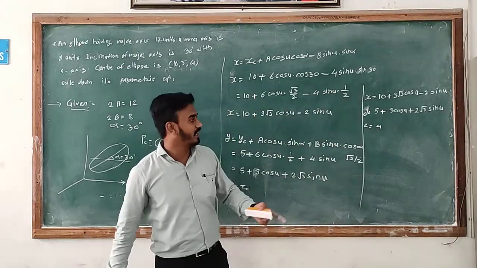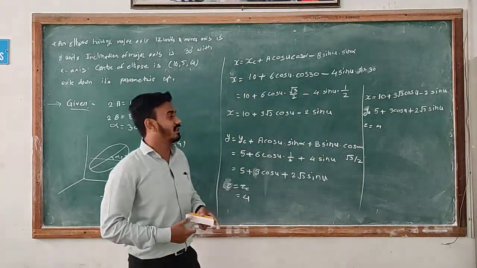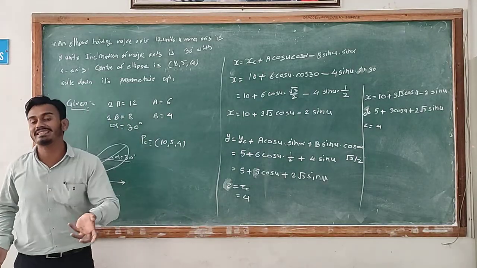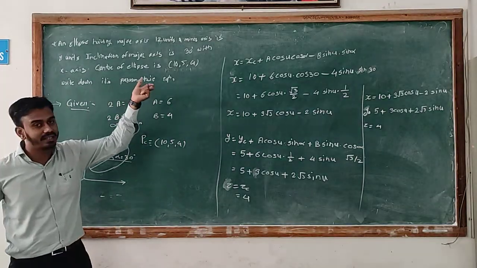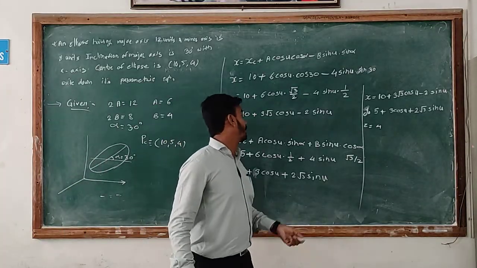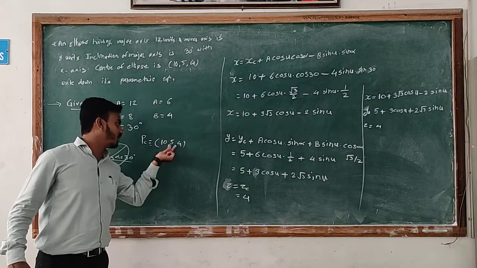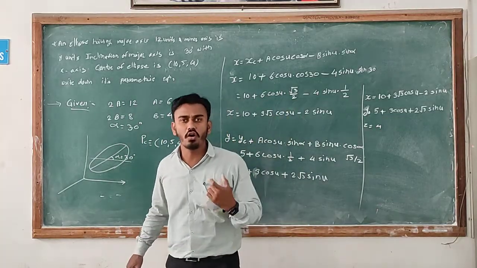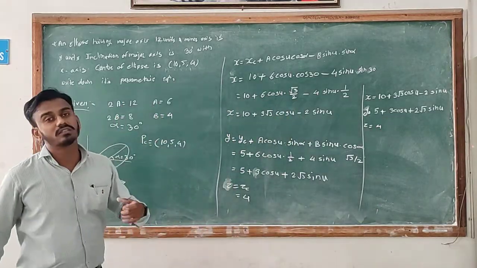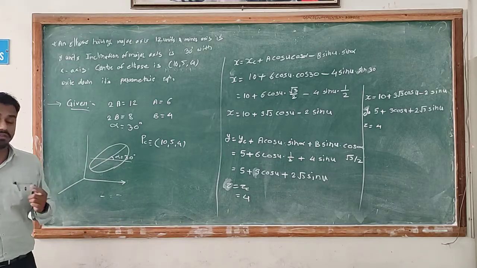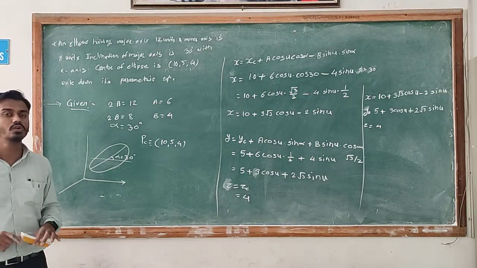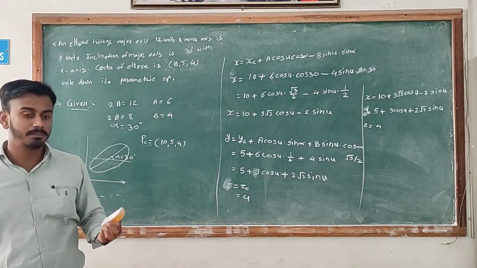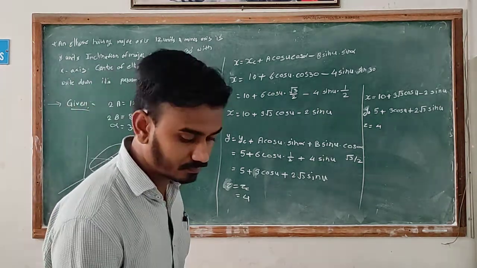So this is the parametric equation of the ellipse where it is inclined 30 degree to the x-axis, means its major axis is inclined to the x-axis by 30 degree and having a center 10, 5, 4. Here the value of u is varying from 0 to 2 pi. So this is the overall solution of this numerical based on the ellipse.